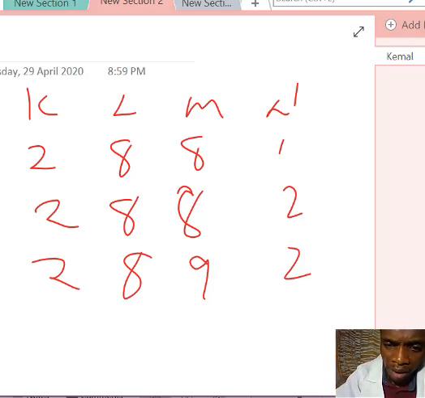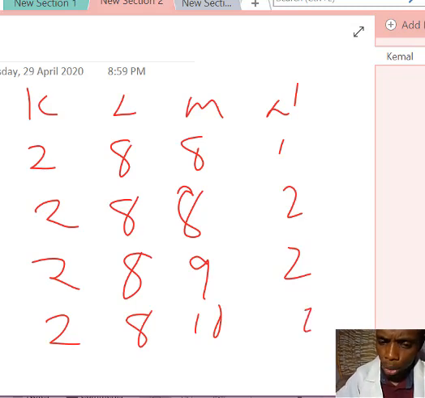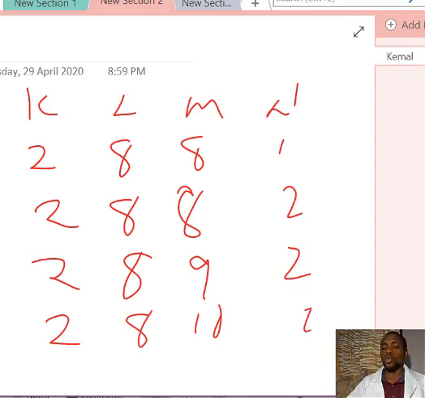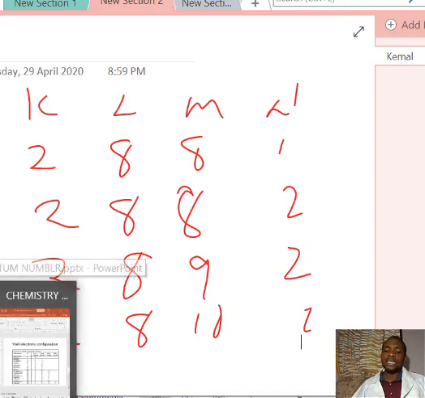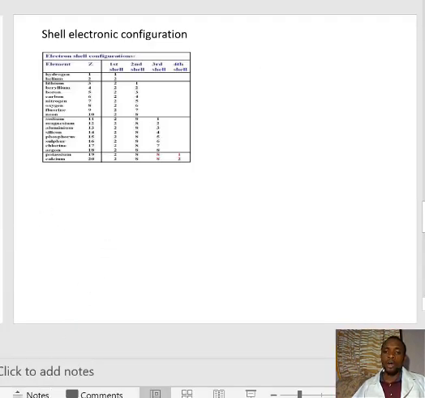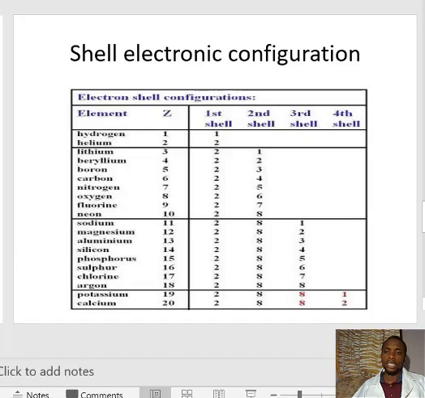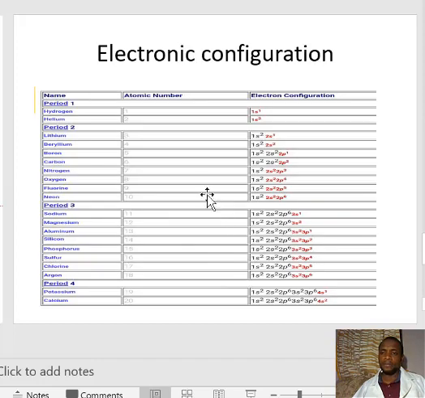After scandium, we have titanium, which will be 2, 8, 10, 2. After titanium, we have vanadium. That one will be 2, 8, 11, 2. Up till you have 2, 8, 18, 2, before you can now continue to give N 3, 4, 5, 6. So that is how we have the electron configuration based on shell. So let's look at the electronic configuration based on orbitals.